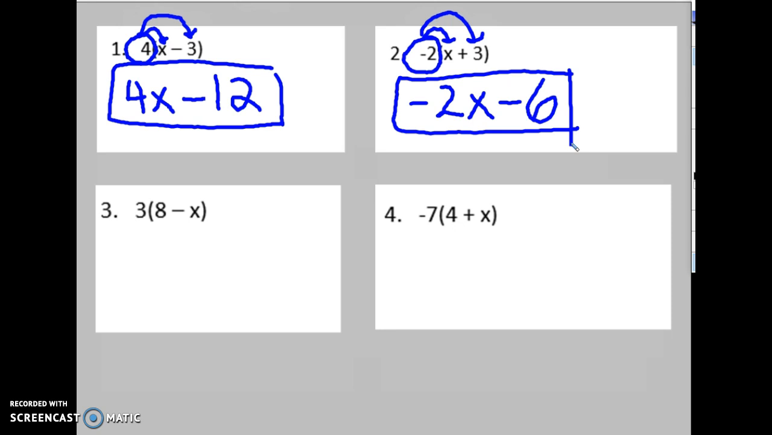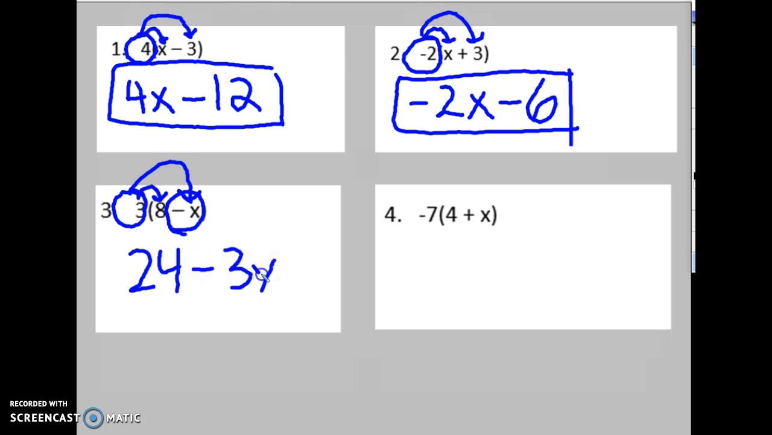So on number 3, we have the number 3 outside of the parentheses. It has to be multiplied first by the 8, and 3 times 8 is 24. Then you have to multiply it by the -x. Notice that's a -x, not a positive. So 3 times -x is -3x. And then I'm finished. My answer is 24 minus 3x.